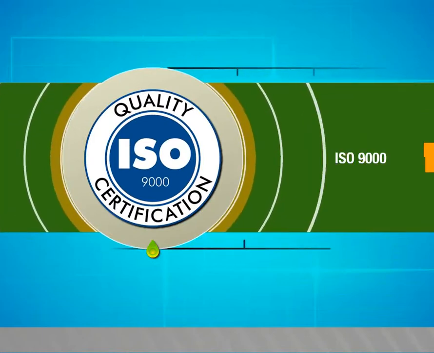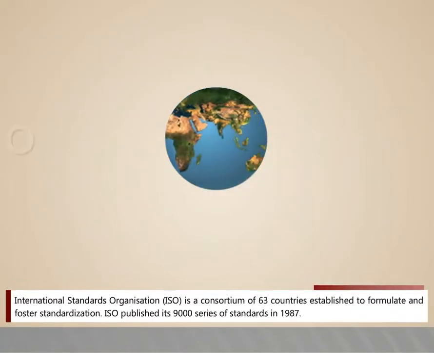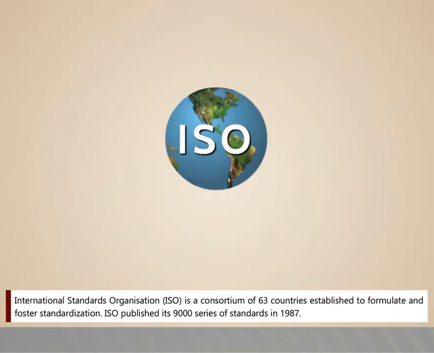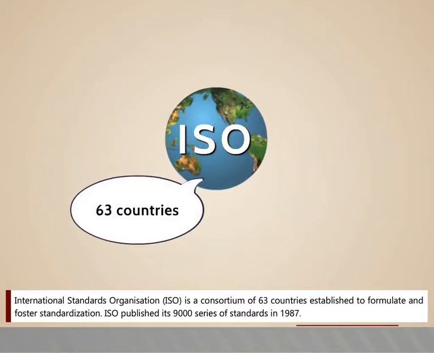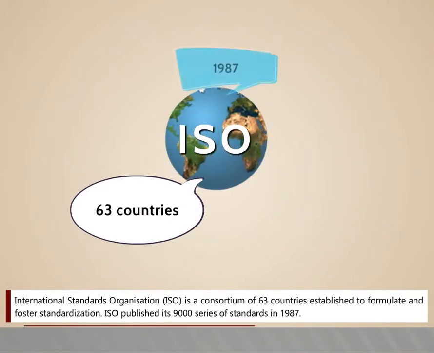ISO 9000. In this video, we are going to see about ISO 9000. The International Standards Organization, ISO, is a consortium of 63 countries established to formulate and foster standardization. ISO published its 9000 series of standards in 1987.